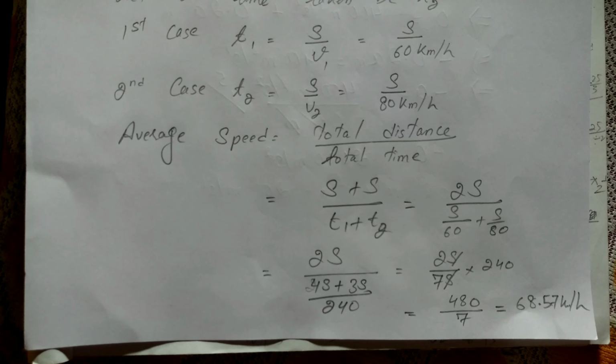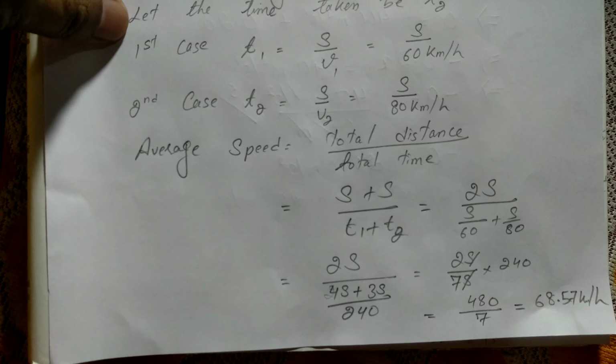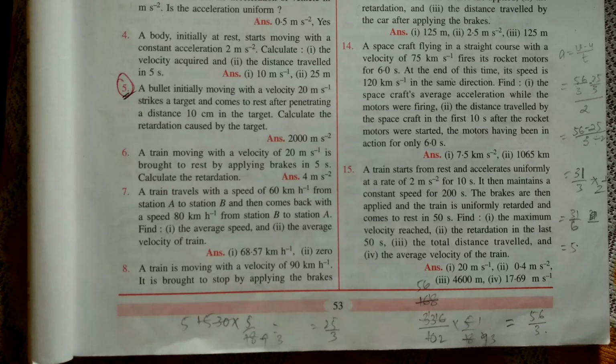I haven't done it for the average velocity because the average velocity will be 0. Why? Because the displacement is 0. So we can go to number 8 now.